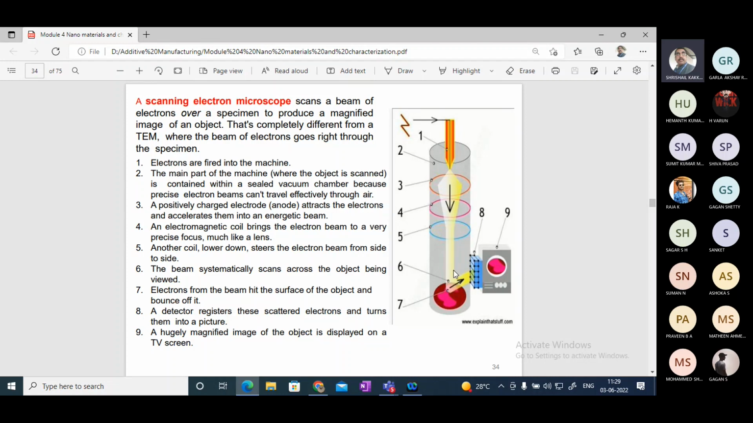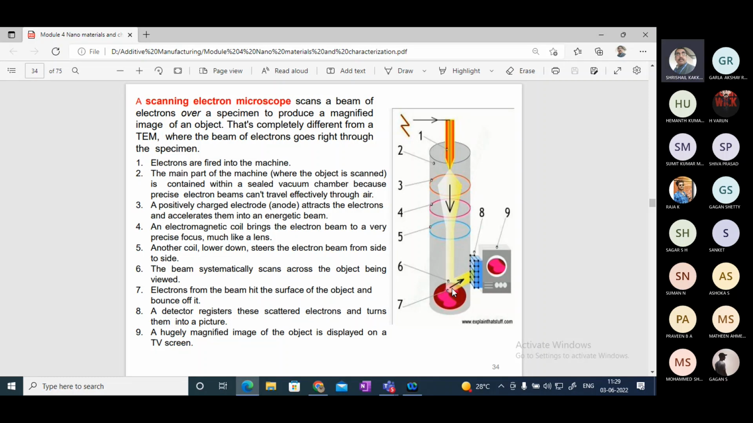And after that, systematically the electrons will be taken to the boundaries from the scatter position, and this density of the electrons will be falling onto the specimen. That will be called the systematic scanning across the specimen.